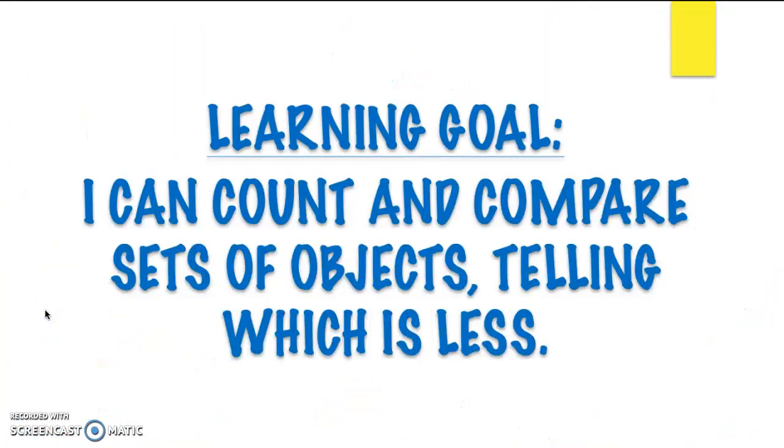Our learning goal says, I can count and compare sets of objects, telling which is less. So because I want to be growing more, I need to know how many fewer I have so that I know what I need to go buy.